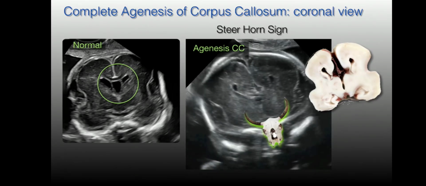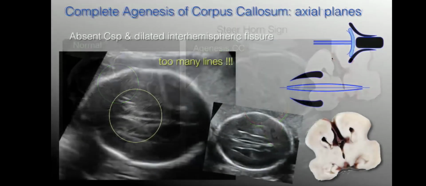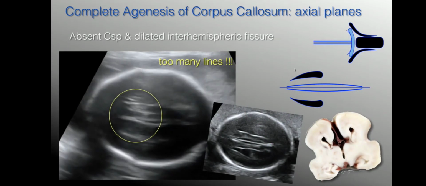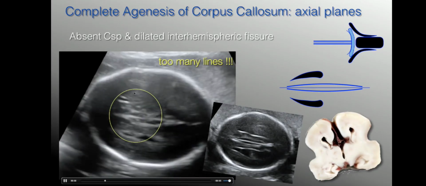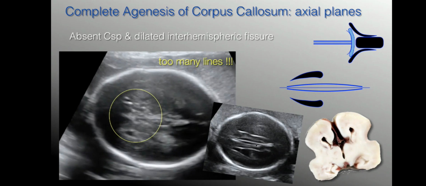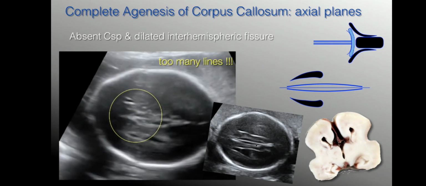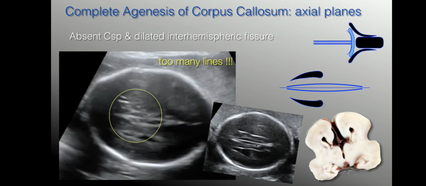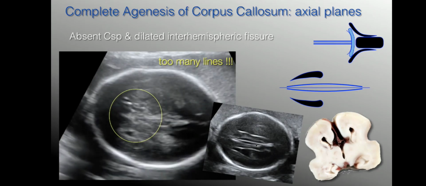And this is something you can use also in the axial view. When you are scanning this condition, you can go a little bit higher than the ventricles to see the so-called too many lines, a typical hint for complete agenesis of the corpus callosum. I'm sure people sitting here know this diagnosis, and it is in the meantime so routine that you can look at it within a few seconds and you know what's going on.